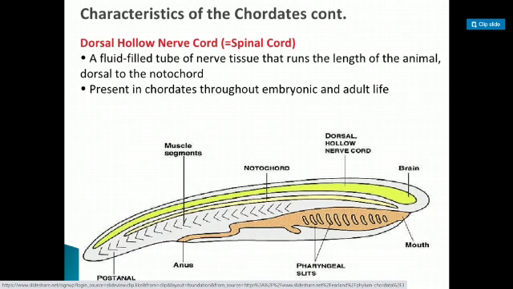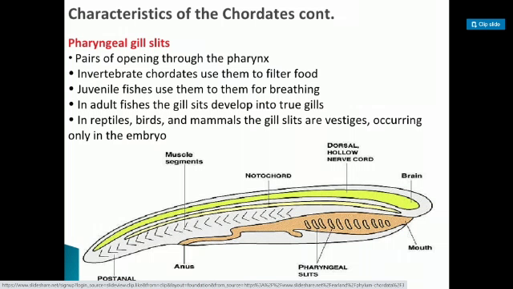Next is the dorsal hollow nerve cord, that is called the spinal cord, the fluid-filled tube of nerve tissue that runs the length of the animal dorsal to the notochord, present in the chordates throughout the embryonic and the adult life. Next is the presence of the pharyngeal gill slits, pairs of openings through the pharynx.